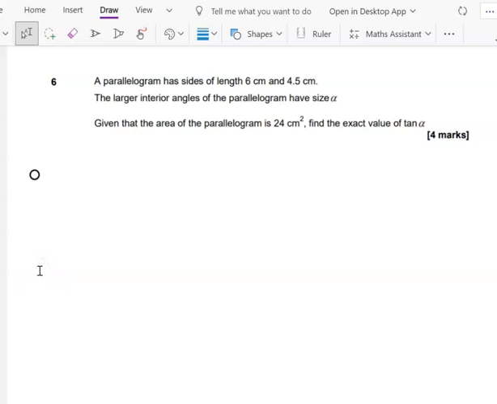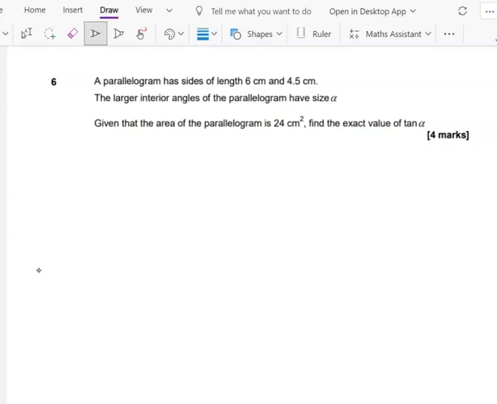Right, I'm going to have a bash at this question. It's from the AQA Specimen Paper 1 for AS level maths. Because it's AS level, it should be accessible for all year 1 students. So let's have a look at it.